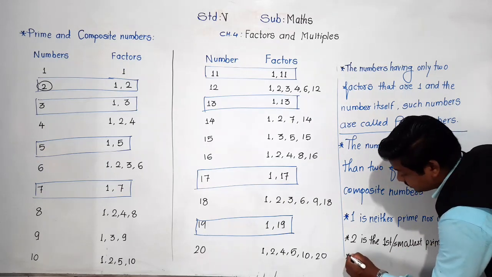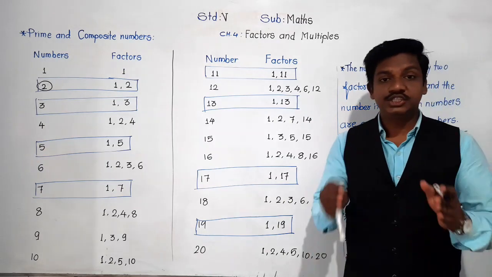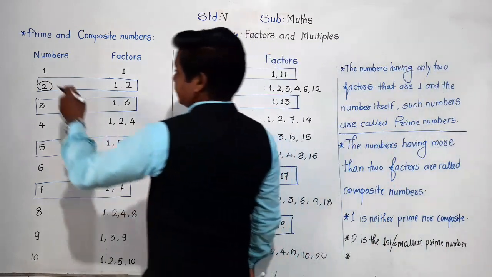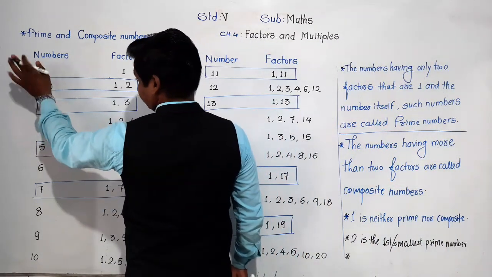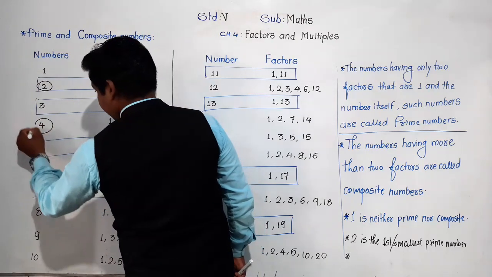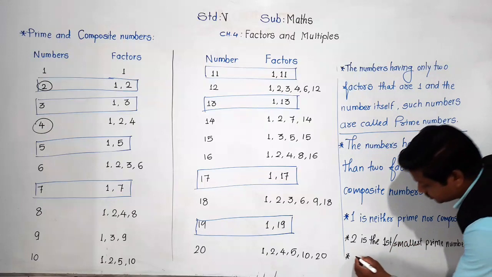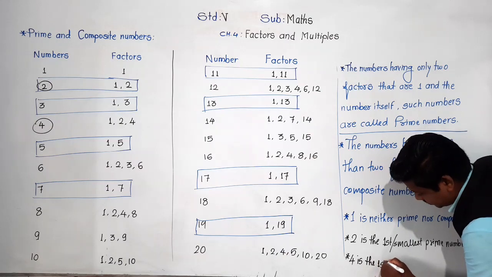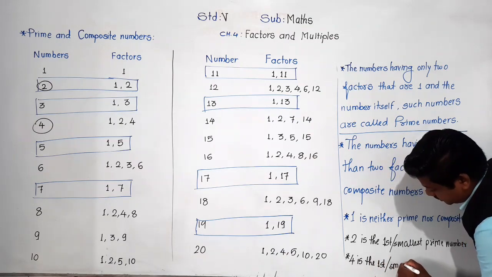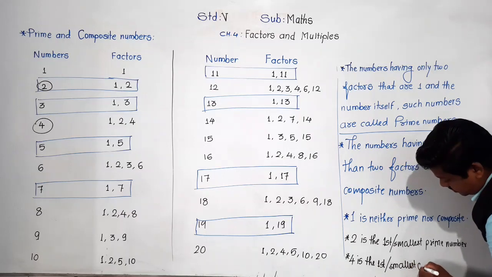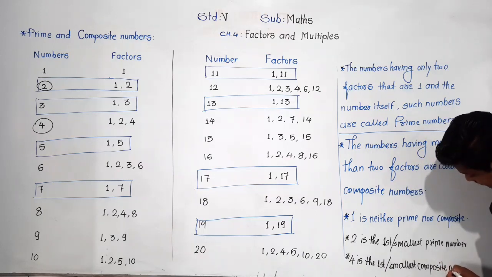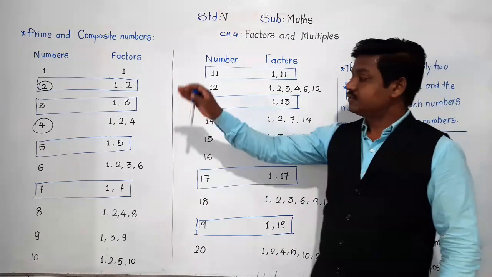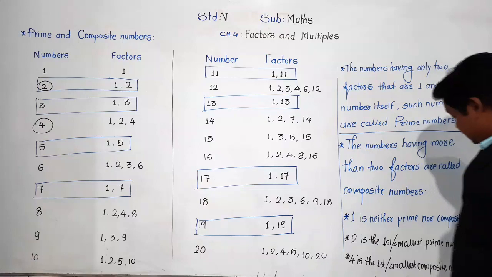Okay, and which is the first composite number? See, 1 is neither prime nor composite, so this is not the first composite number. The first composite number is 4. 4 is the first, or smallest, composite number. Okay, 4 is the first and smallest composite number. Understood?